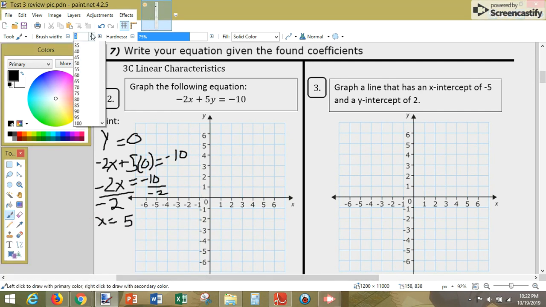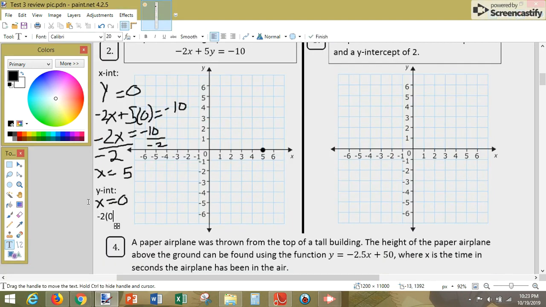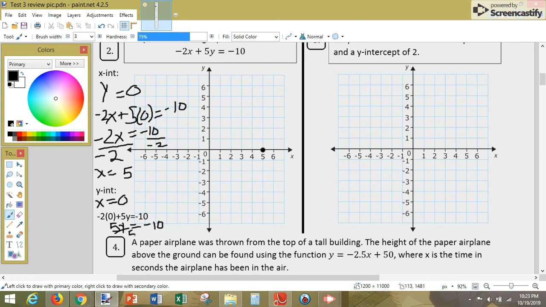Now we go over to our graph and plot 5 on the x line. That's your x-intercept. Now let's find the y-intercept. For the y-intercept, we plug in x is equal to 0. Negative 2 times 0 plus 5y equals negative 10. Negative 2 times 0 is just 0, so we have 5y equals negative 10. Divide each term by 5. Y equals negative 2. So we go down here to the y-axis and plot our negative 2.